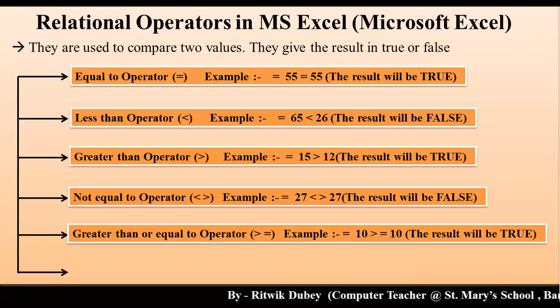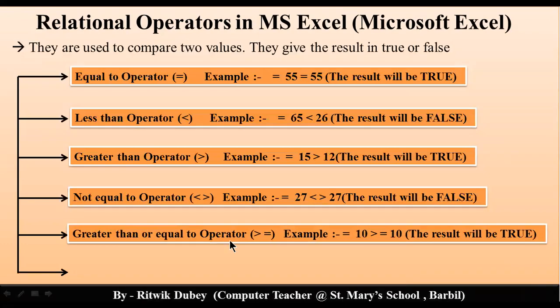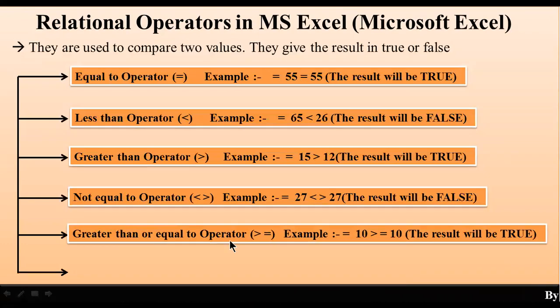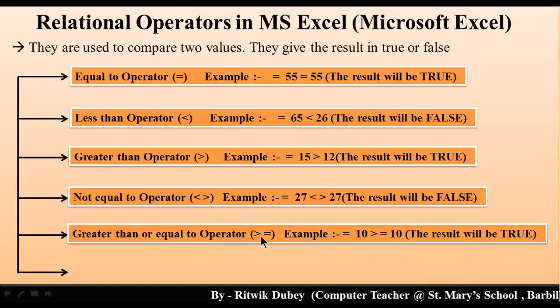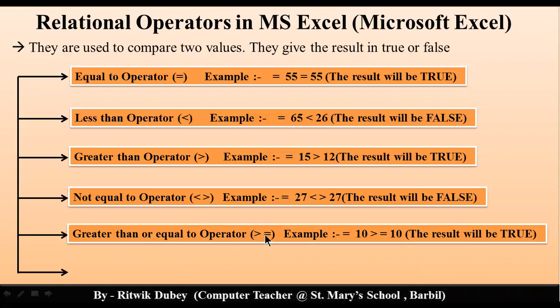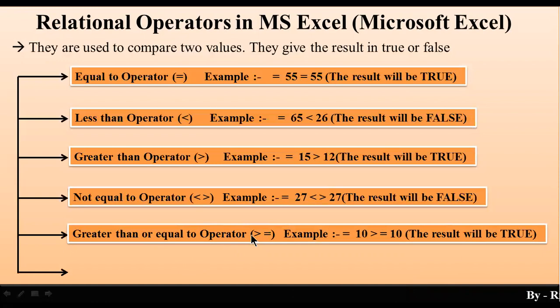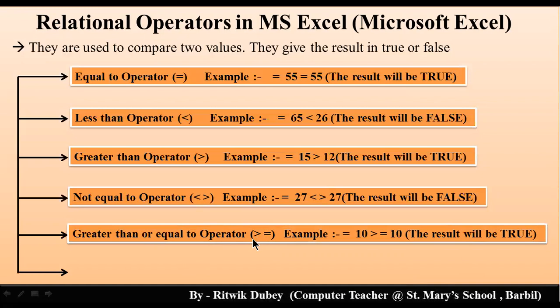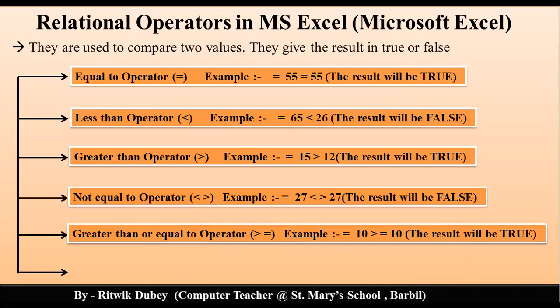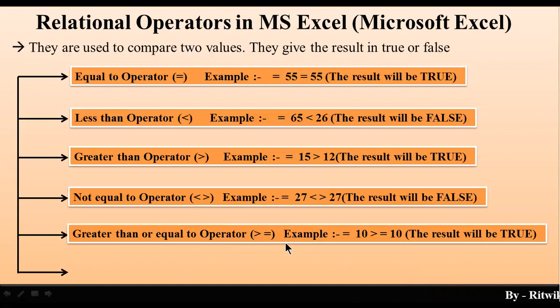Okay. Then the greater than or equal to operator. Now here two conditions are checked. You can see greater than or equal to. If any one condition is true, the final result will be true. When will the output be false in this case? If both the conditions are false.